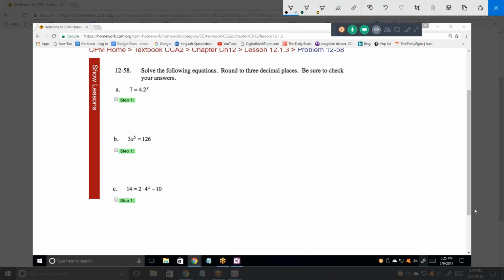So on the second one, what's my first step? Go work me through it. Divide by 3. So I get x to the 5th equals 126 divided by 3, which is 42. Now what? You take the 5th root of 42. How do you do that on your calculator?